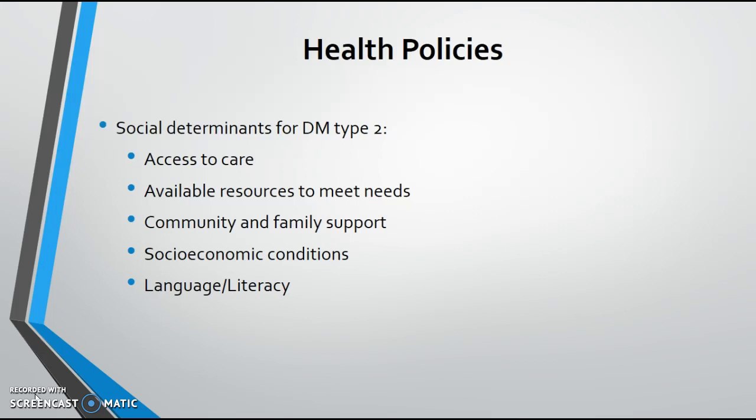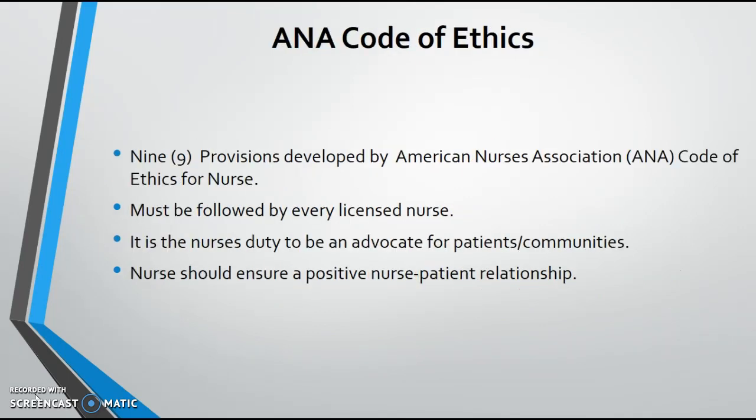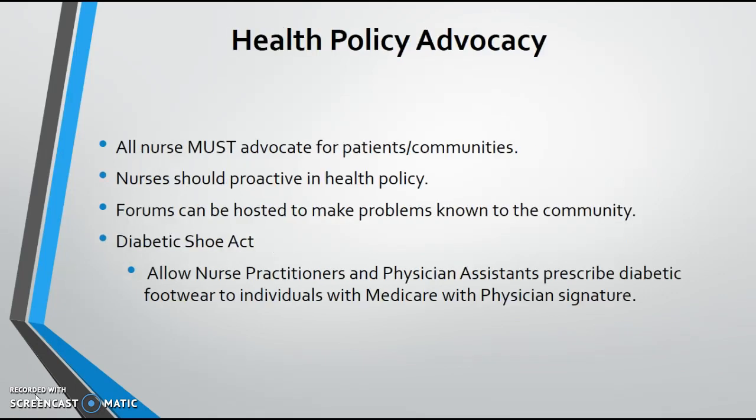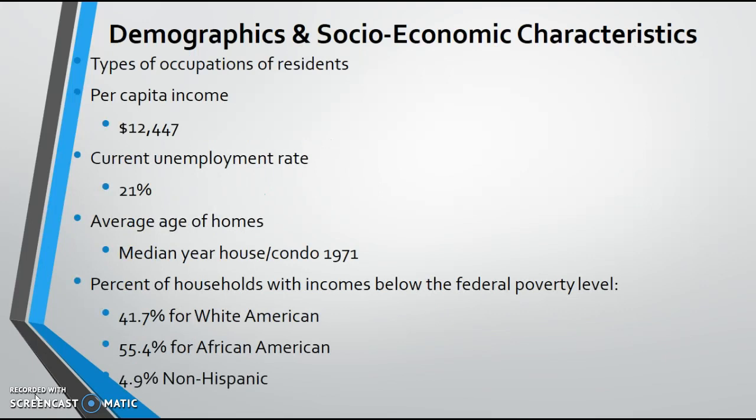Social determinants for type 2 diabetes: access to care, individual resources. You always want to follow the 9 provisions by the ANA for the Code of Ethics. Nurses should always advocate for their patients. Marion has a population of just over 3,500. Per capita income is just a little bit over 12,000.